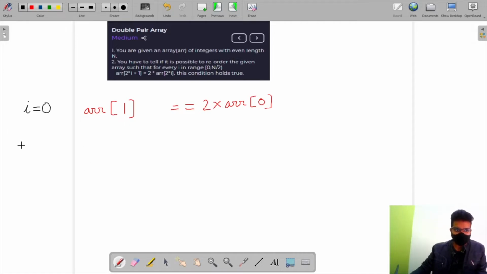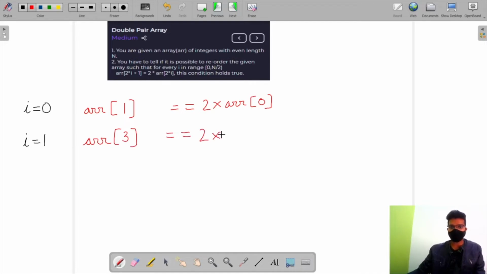Let's write more conditions here. Let's say for i is equal to 1. It will be array of 2 into i plus 1, so 2 into 1 plus 1, that is array of 3. It should be equal to 2 into array of 2 into i, that is 1 into 2, that is array of 2.